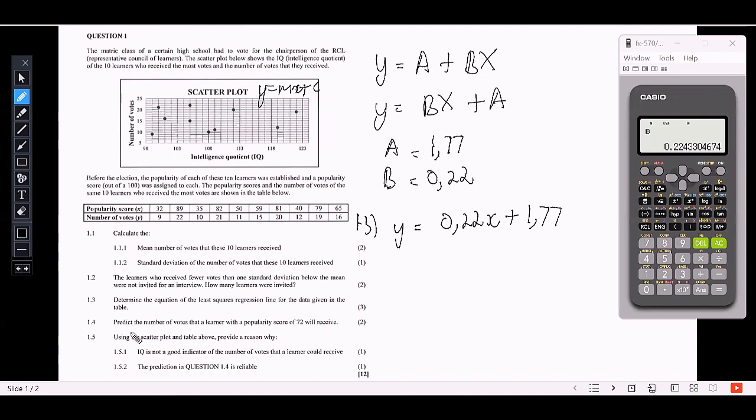Then we have 1.4, which says predict the number of votes that a learner with a popularity score of 72 will receive. From our regression equation, we can now predict that by saying the number of votes represents y, as we can see here, and then the popularity score represents x, right?